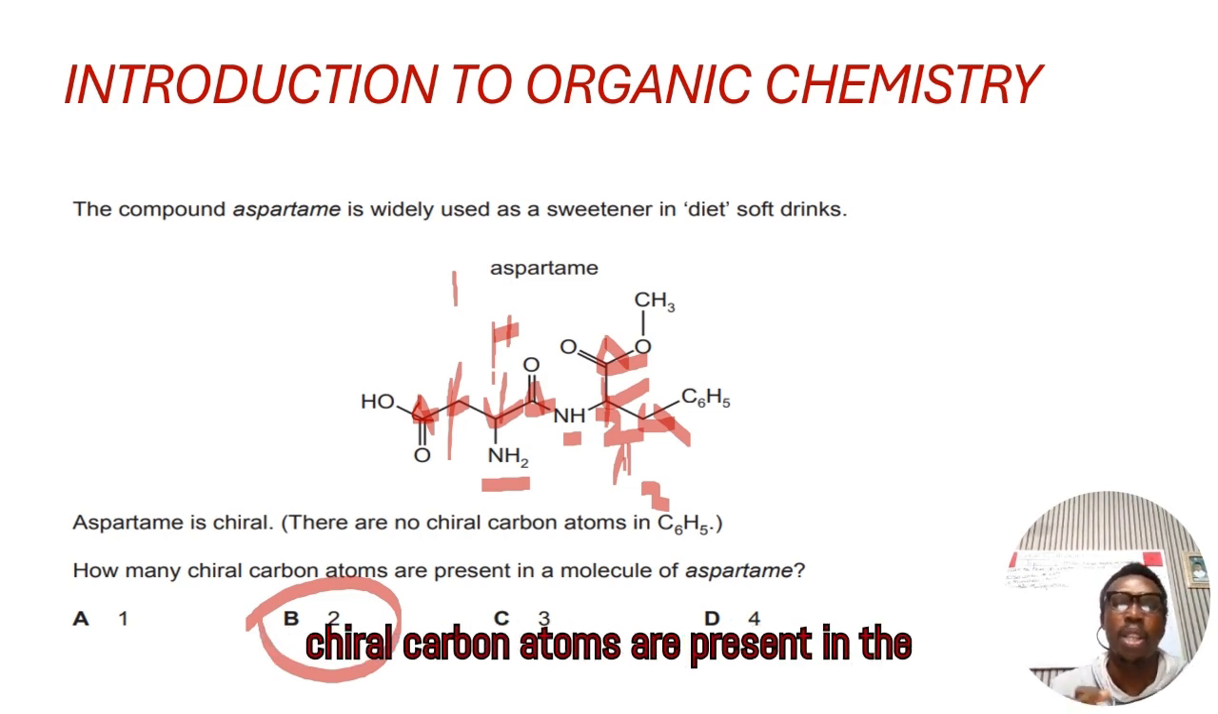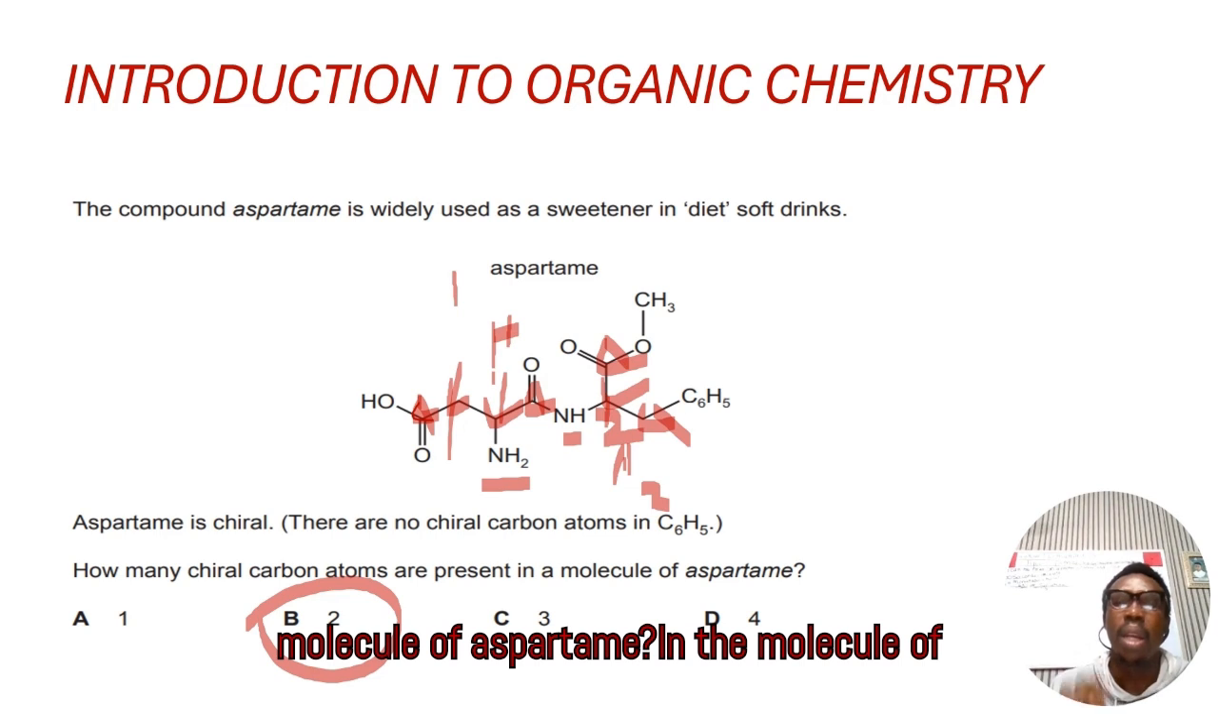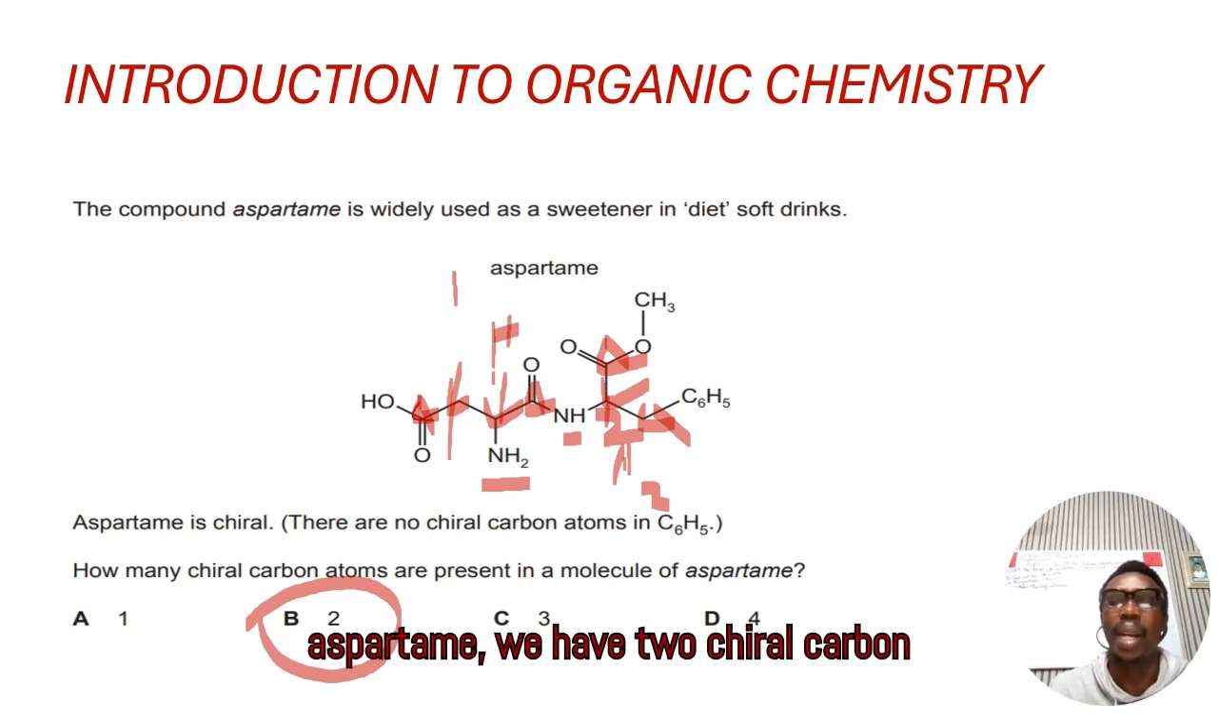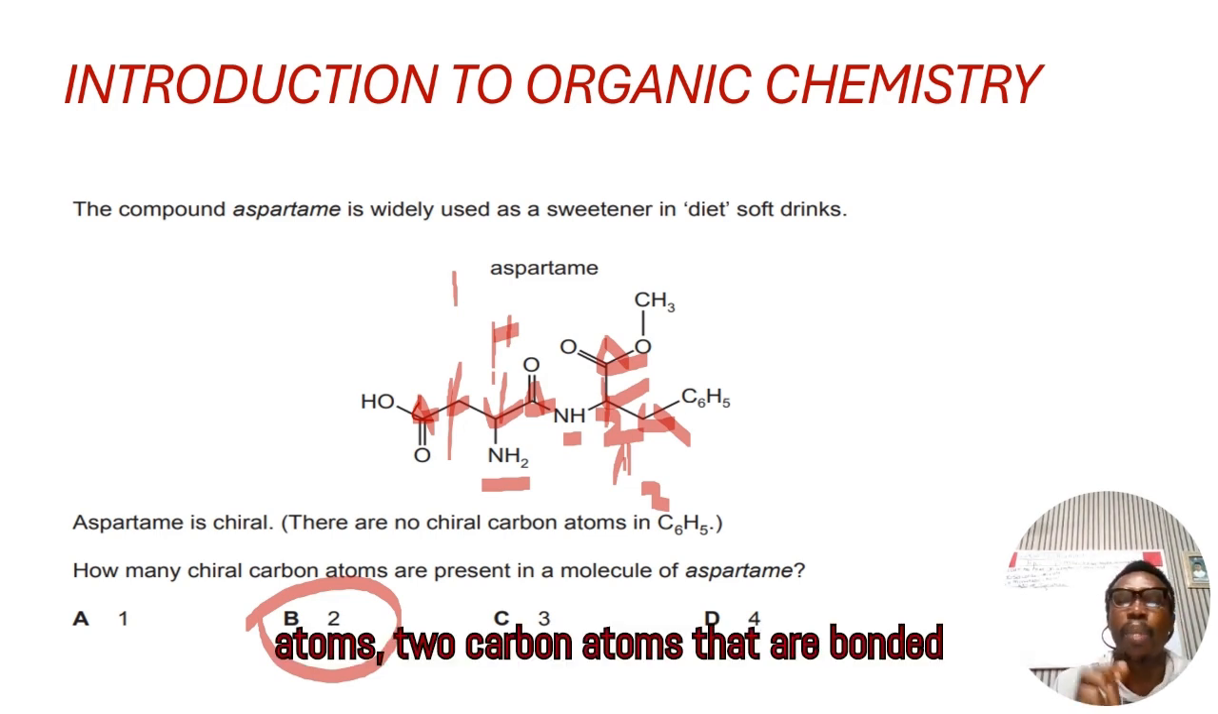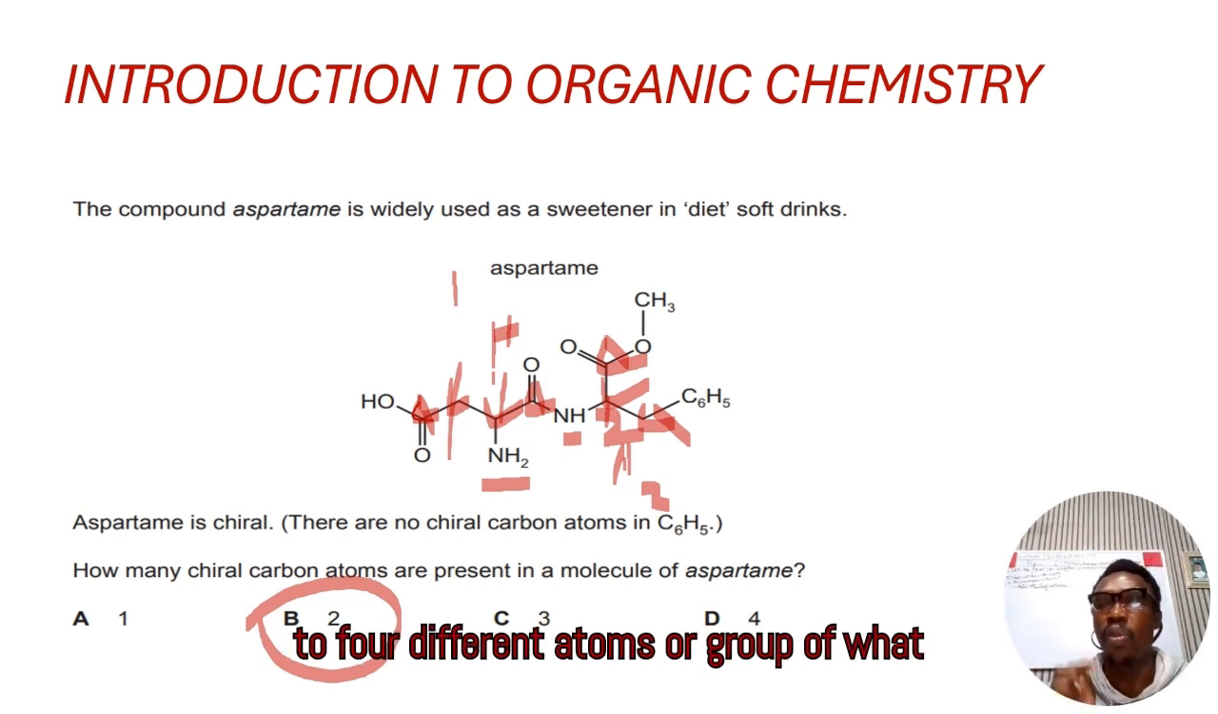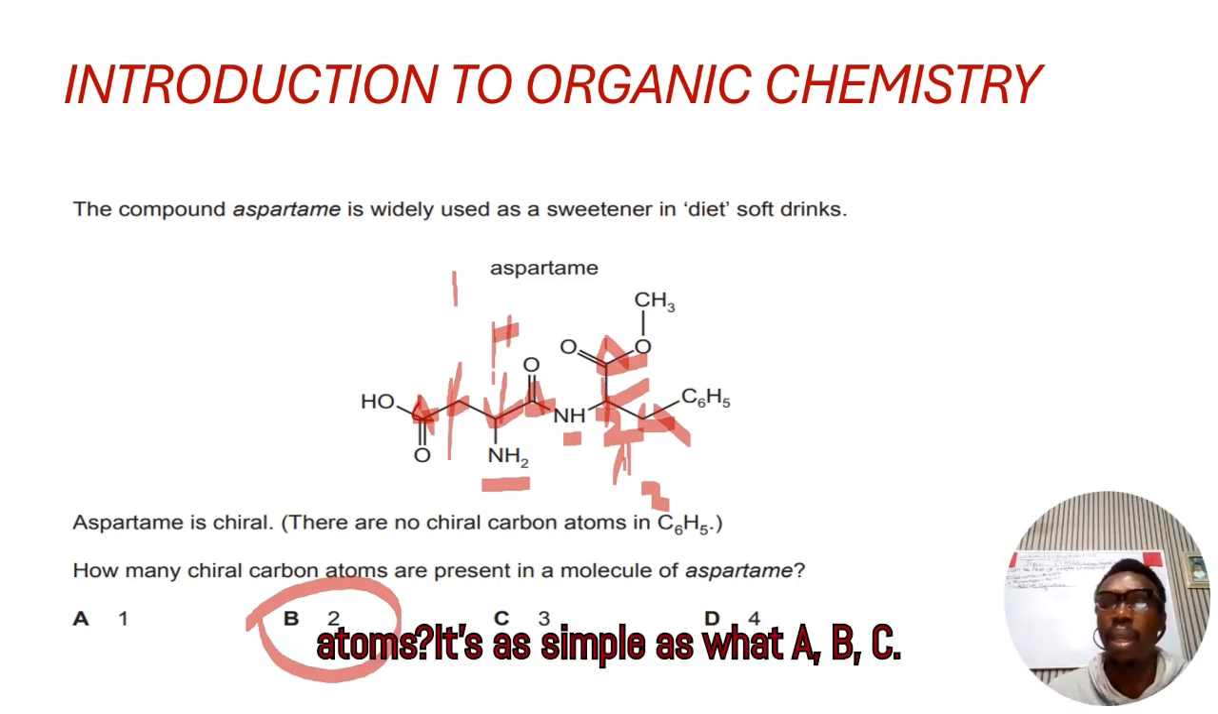So how many chiral carbon atoms are present in a molecule of aspartame? In a molecule of aspartame, we have 2 chiral carbon atoms, 2 carbon atoms that are bonded to 4 different atoms or groups of atoms. It's as simple as A, B, C.